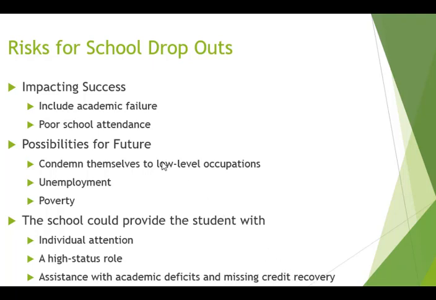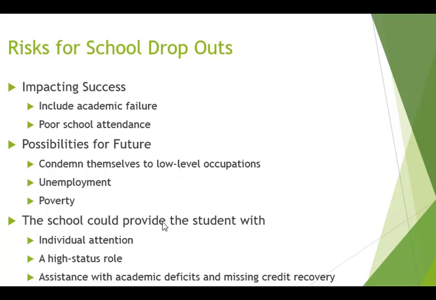And the problem, of course, with dropouts is that they condemn themselves, not always, but sometimes, to low-level occupations, unemployment, poverty. People don't have a high school degree. They could become successful entrepreneurs and make billions of dollars. That's always possible, but it's not that likely. So it definitely increases the possibility. Not having a college degree, not having a high school degree, obviously increases these risks.